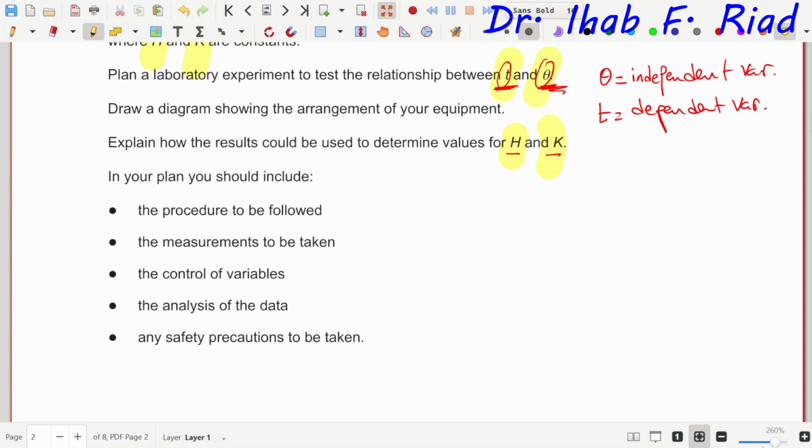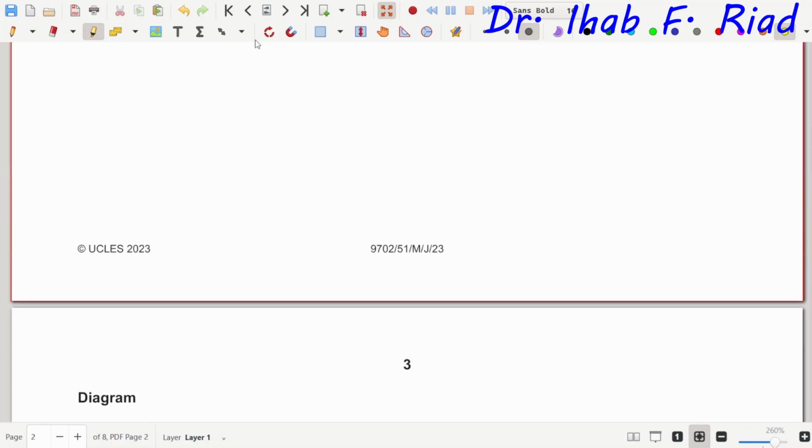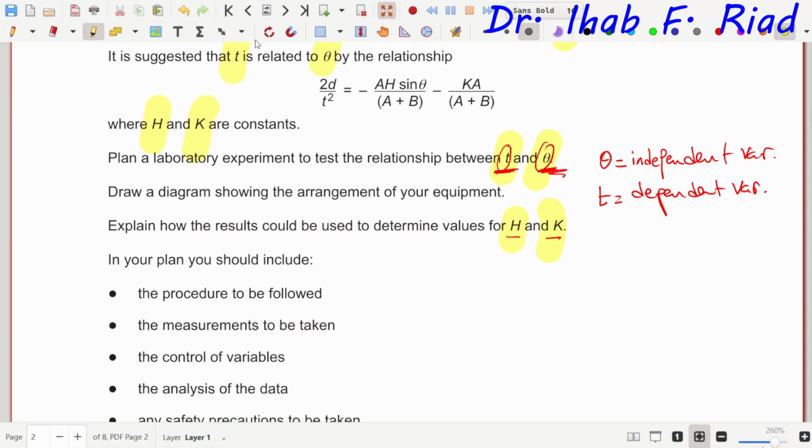So he asks us, in your plan, you should describe a procedure to be followed, the measurements to be taken, the control of variables, the analysis of data, and any safety precautions, to carry out an experiment to investigate the relation between T and theta, and how we can get the values of H and K.